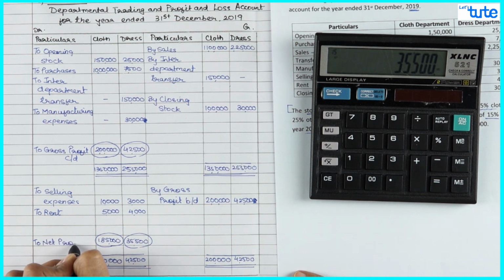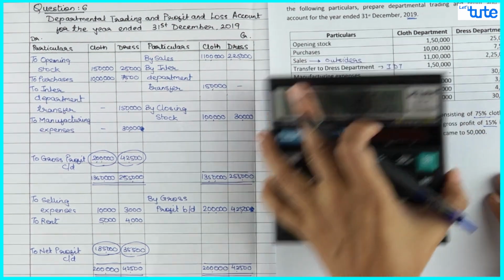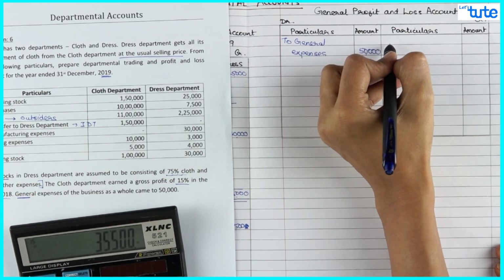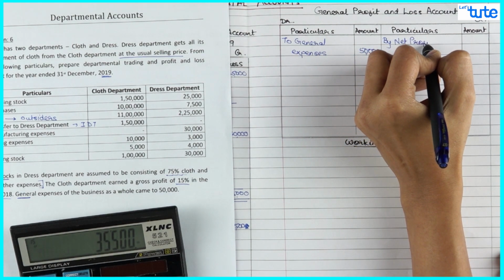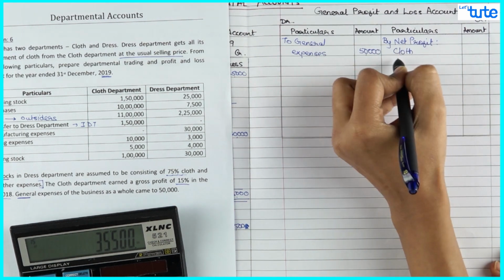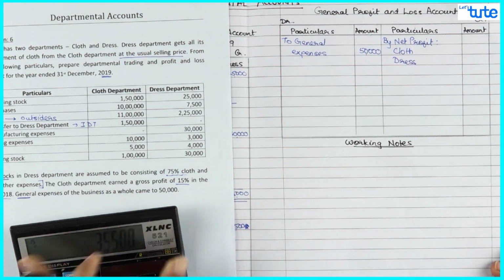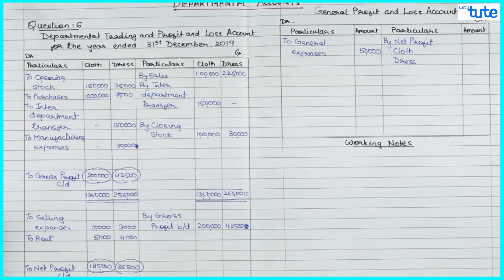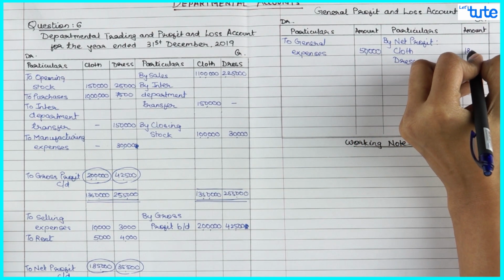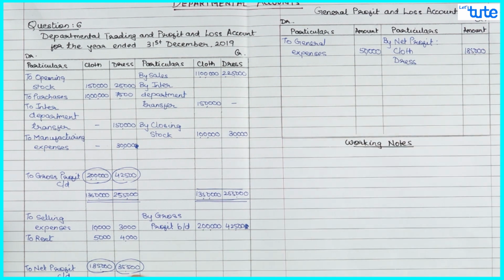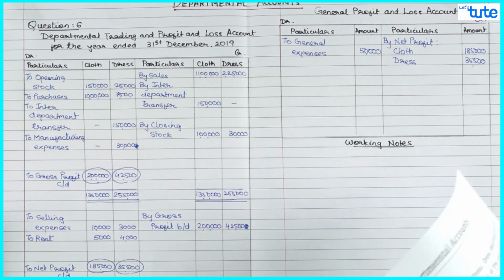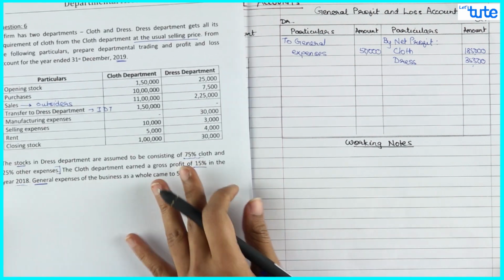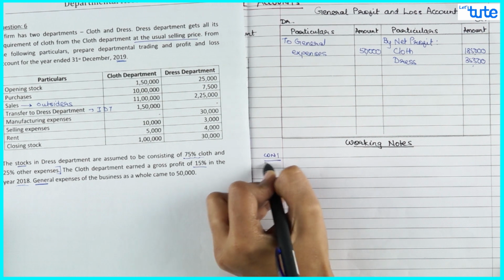To net profit carried down. Now this net profit would be transferred to general P&L account. So in general P&L account we'll have by net profit, cloth and dress department. So net profit of cloth department is 1,85,000 and it is 35,500. And the last part, which is this remaining, is your stock reserve. So that is the most important part of this question.